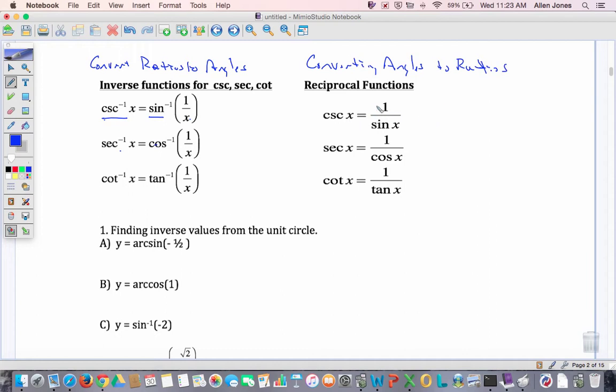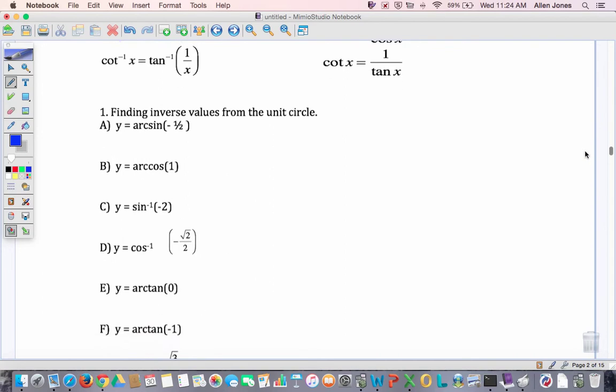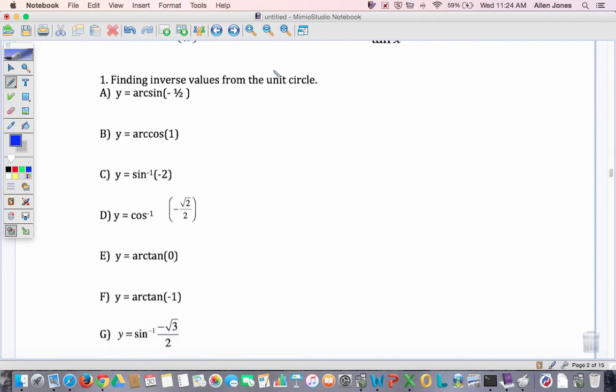And we've had these basic ones. We want to find the cosecant of 80, it's 1 divided by the sine of 80. Secant of 50 is 1 divided by the cosine of 50, and so on. So we have to remember those conversions as well as moving our calculator between degree and radian mode. We have several examples here to get us started.